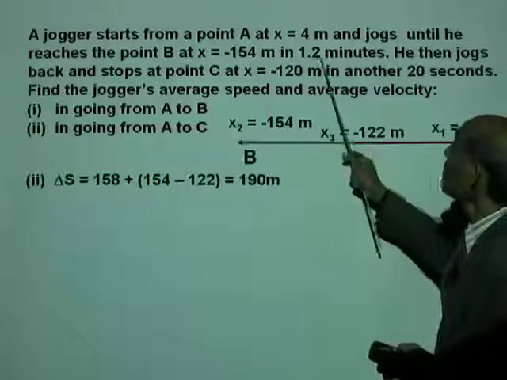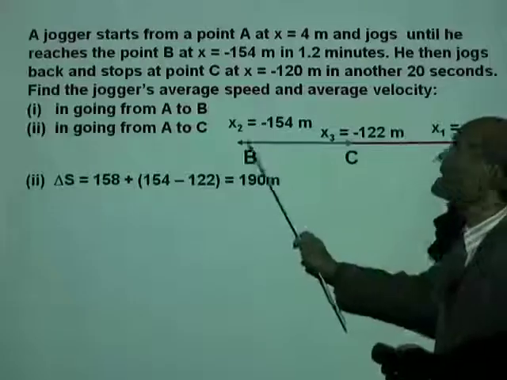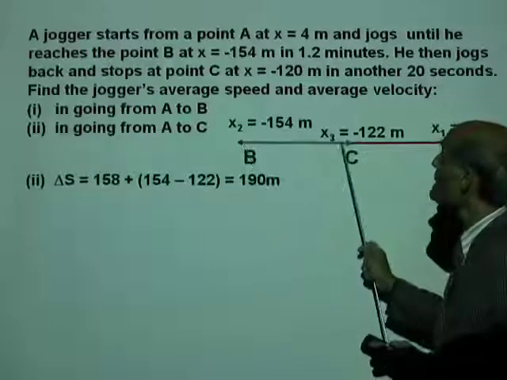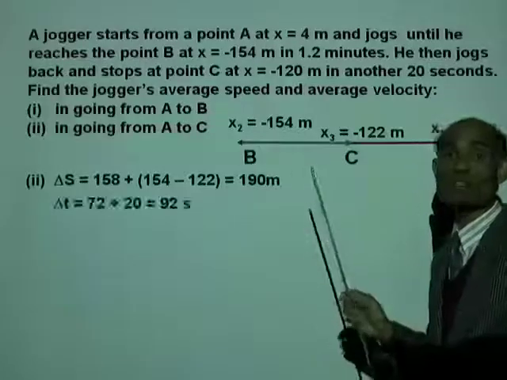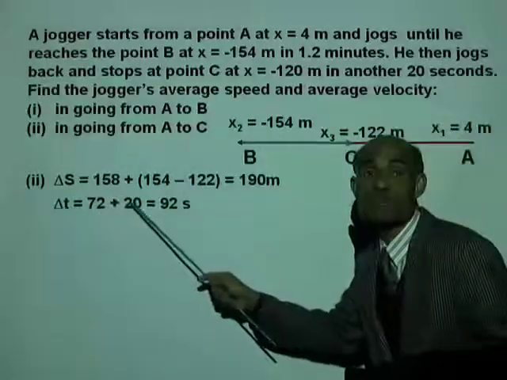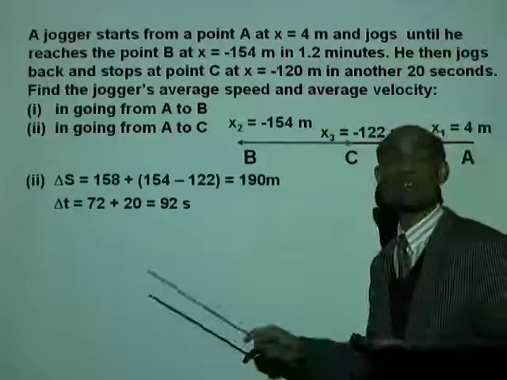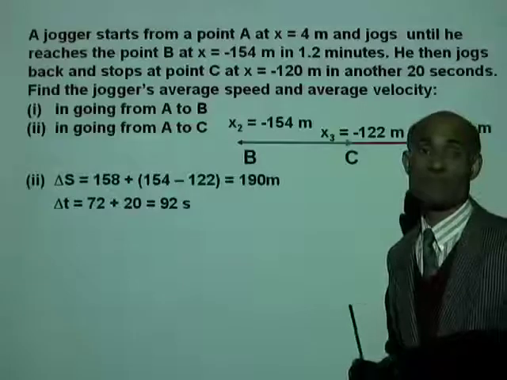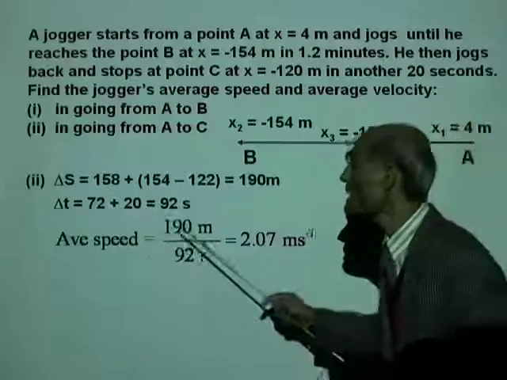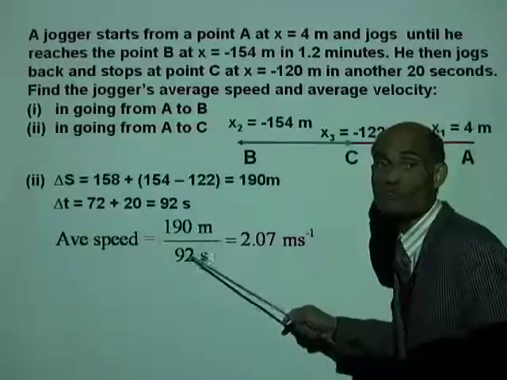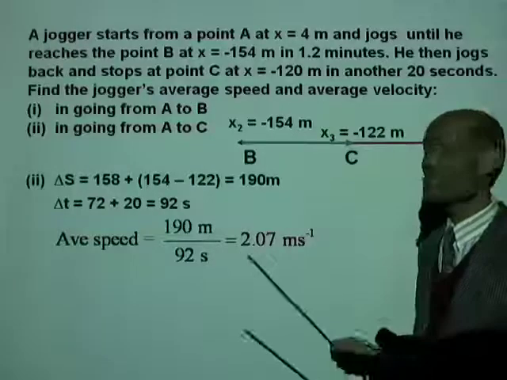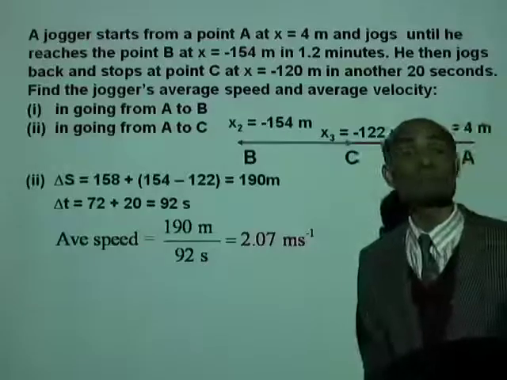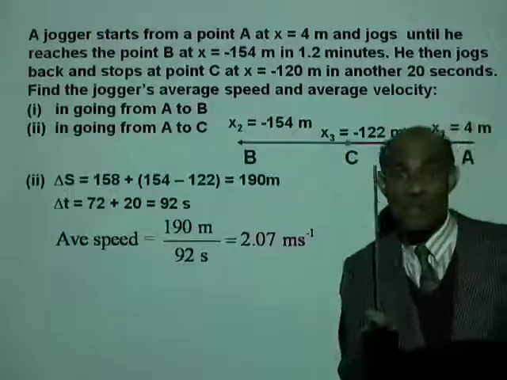It took 1.2 minutes to move from A to B, another 20 seconds to go from B to C. So what is the total time? It is 72 seconds plus 20 seconds. That is 92 seconds is the total time. And therefore average speed is 190 meter divided by 92 seconds, which is 2.07 meter per second. But now watch.